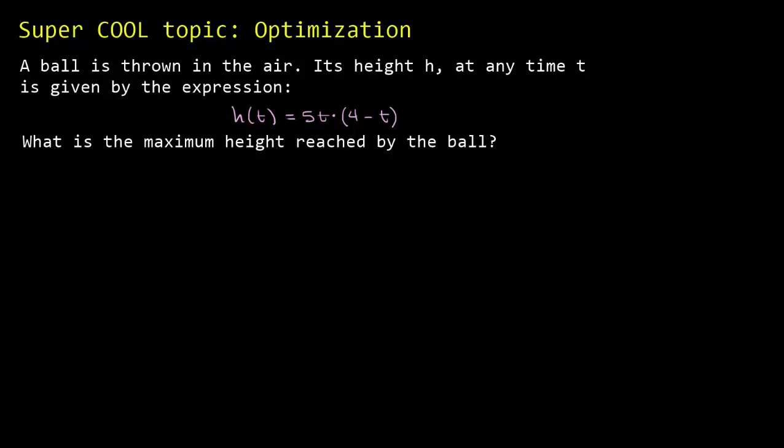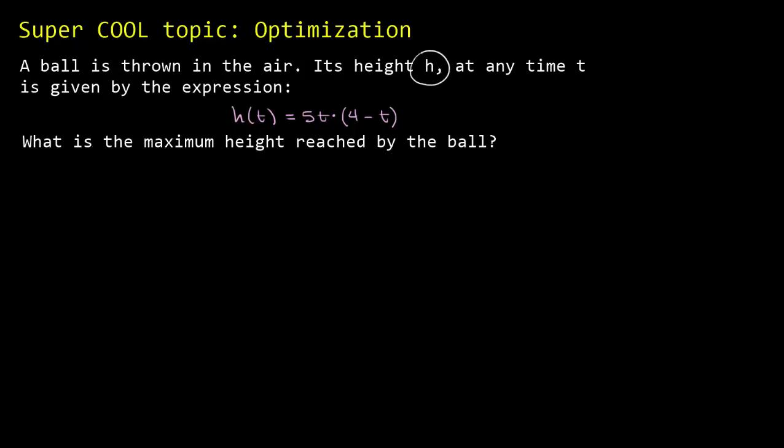So here is the first example of a super cool topic of optimization, which is just a fancy way to say, what is the best possible answer for a given situation? Well, let's start this example and figure out the proper meaning of it along the way. So it says a ball is thrown in the air.